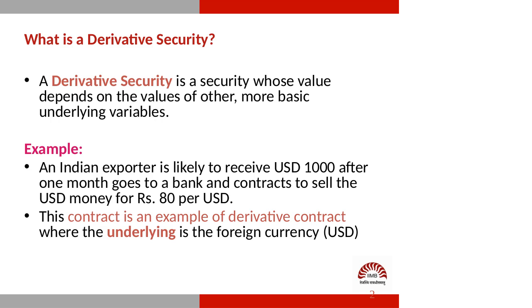Right? Now, what have you done? You have entered into a contract which allows you to take care of the exchange rate, and that is essentially a simple example of a derivative contract where the underlying is the foreign currency. The underlying is essentially the foreign currency.